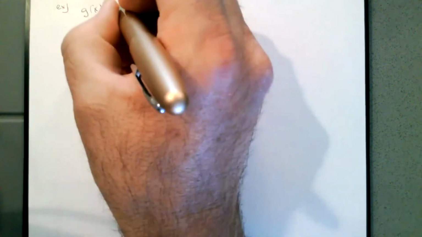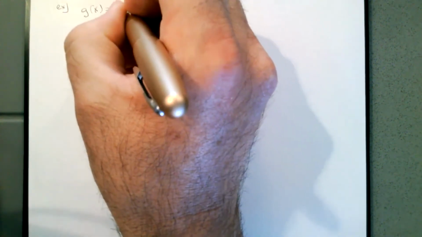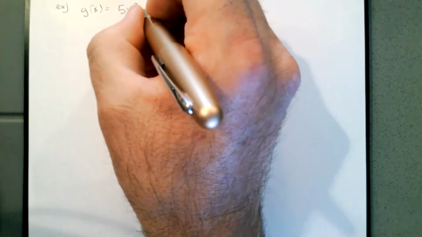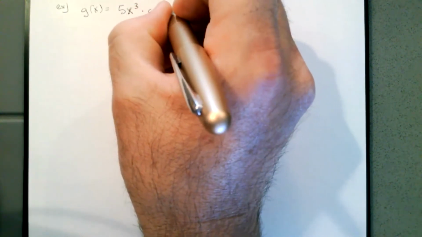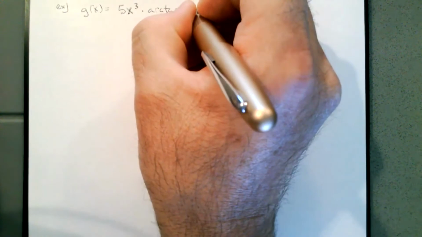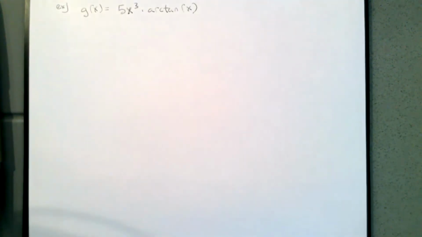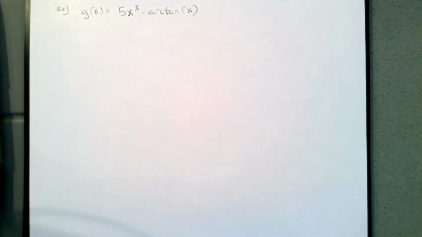Let's take a look at another example. Let's suppose that our function g of x is 5x to the third times arctangent of x. Here I'm following a similar pattern to what I did last week. I look at a chain rule and then I adjust it to a product rule.